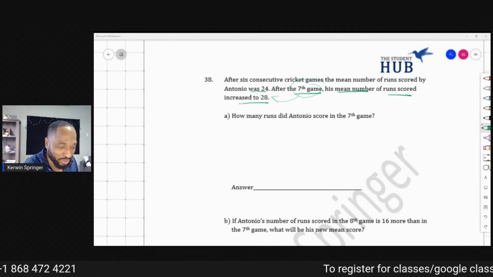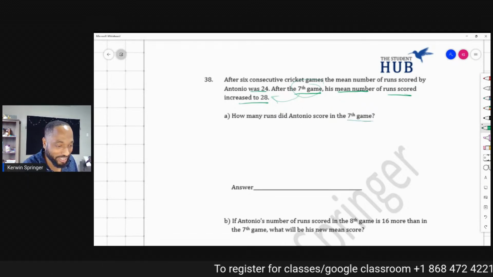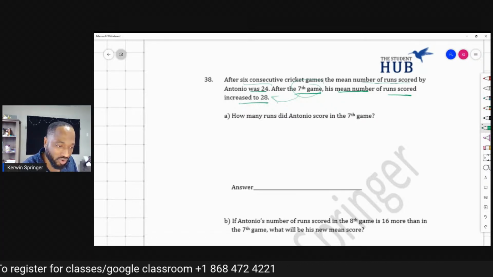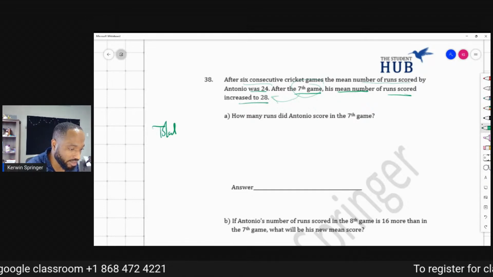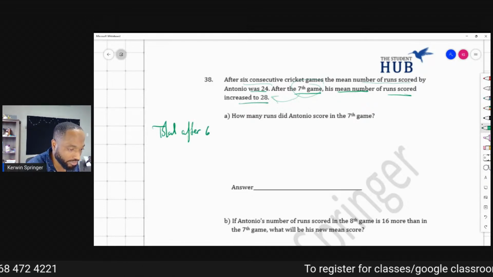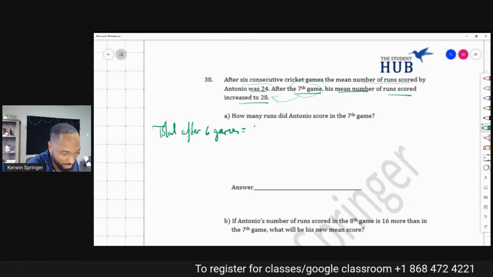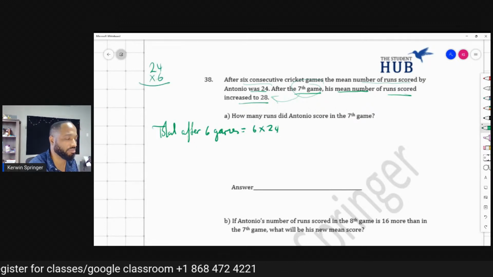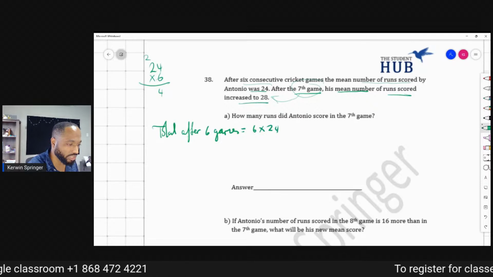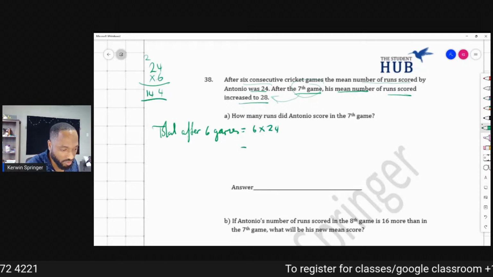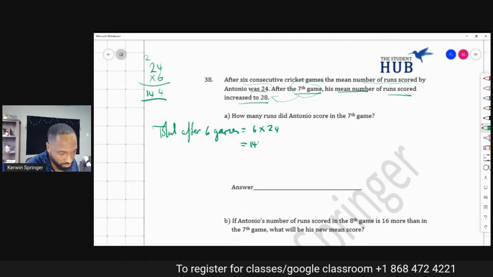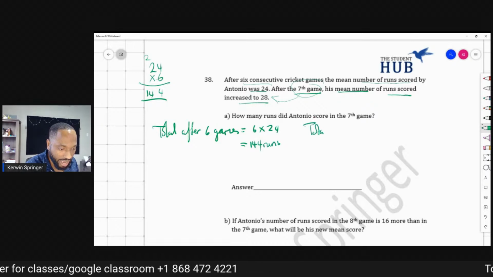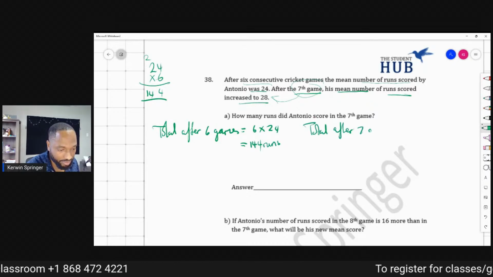How many runs did Antonio score in the 7th game? So 6 games, the mean number of runs scored was 24. So his total after 6 games would be 6 times the mean. So 6 times 24 is how much, class? 6 fours, 24. 6 twos are 12 plus 2, 144. 144 is good. 144 is excellent. 144 runs so far.